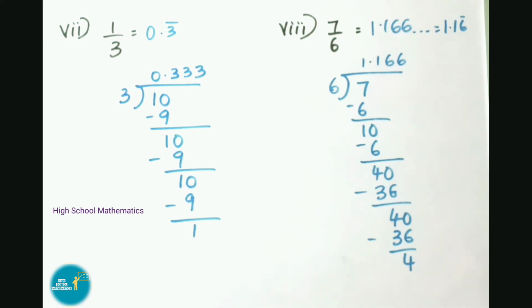This division goes on, so we are stopping division up to here. And we have written our answer 1.166, so on. Here 6 is repeating, so it is a recurring decimal. So our answer is 7 by 6 equal to 1.166, so on. That is 1.16 bar. It is a non-terminating recurring decimal.